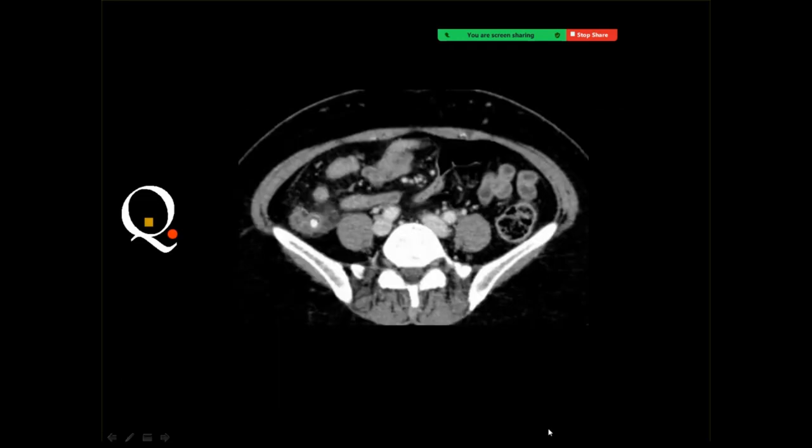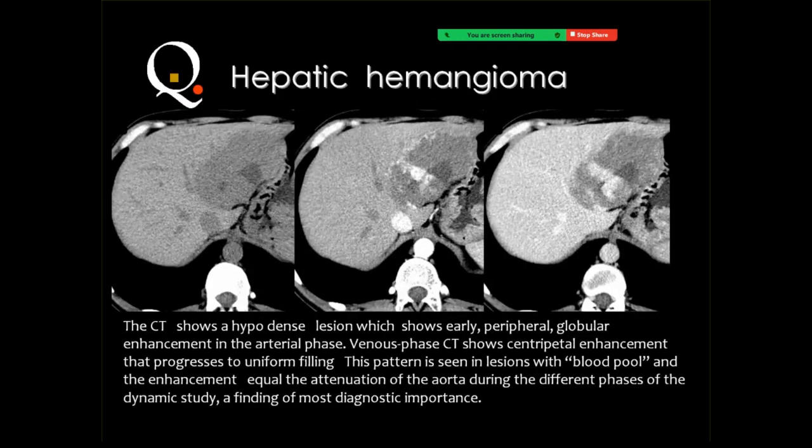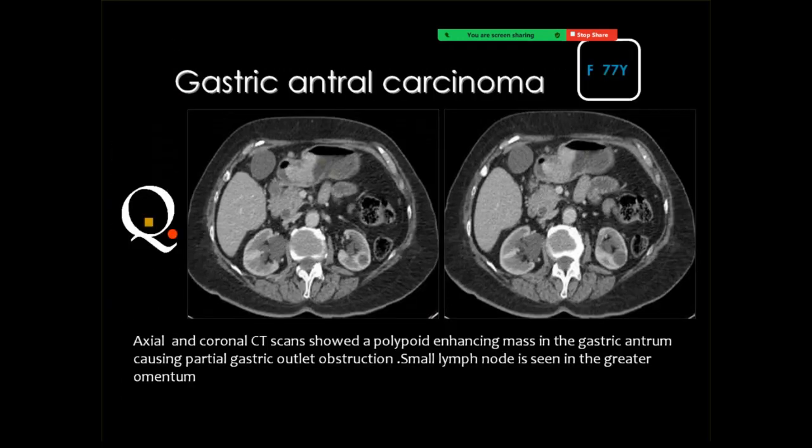What about the right renal pelvis, Ustaz? Sorry? The right renal pelvis? Yes, this is a parapelvic cyst. It is not a hydronephrotic kidney because the calyces are okay. And this is another cystic lesion.